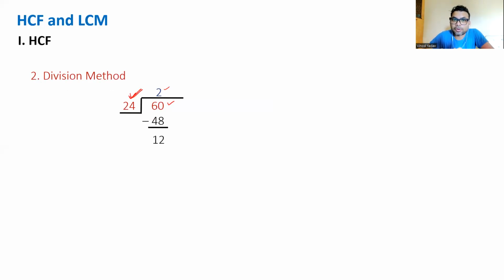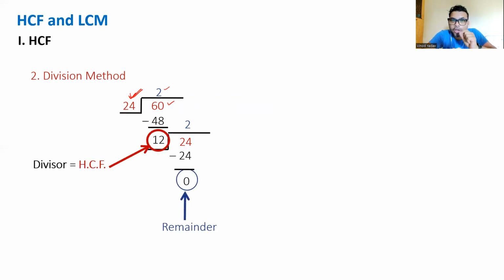So the previous divisor will become the new dividend. Make 24 the new dividend and then divide by the previous remainder. So 12 becomes the new divisor and 24 becomes the new dividend. 12 twos are 24. Awesome. We got remainder 0. The divisor which gave you remainder 0 is going to be the HCF. The last divisor which gives you remainder 0, that is your HCF.